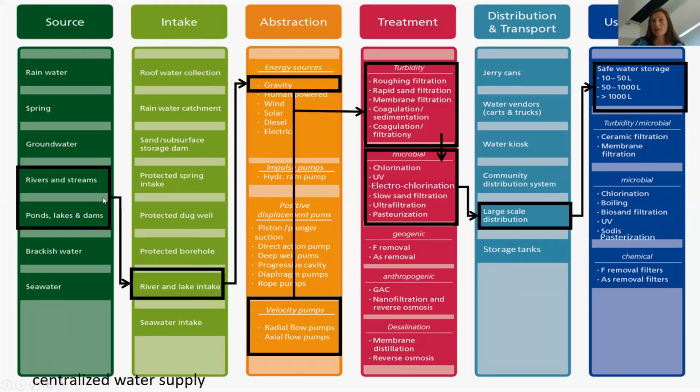Here I'll bring an example I showed before, the centralized water supply system. We can combine water from rivers and streams, ponds, lakes or dams. These are all kinds of surface water sources. They can be abstracted through river or lake intake systems, delivered by gravity or using mechanical velocity pumps, for example, to the treatment plant, being treated for turbidity and microbial contamination, considering there are no chemical contamination issues with this water. It is delivered through a large-scale distribution system and finally to households, where it's stored because, for example, the water supply system is intermittent.